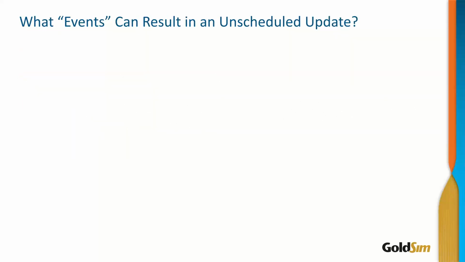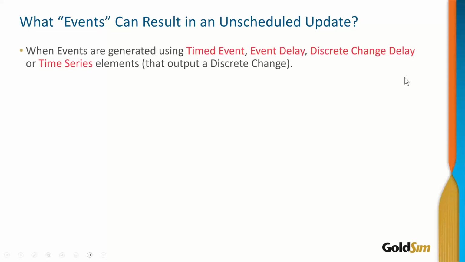So under what circumstances do we produce unscheduled updates? Well, probably the most obvious is when you define events, random events in a model. If you have a random event in a model, and we'll show an example of this shortly, it's randomly going to occur, and it's not going to occur on one of your scheduled updates.